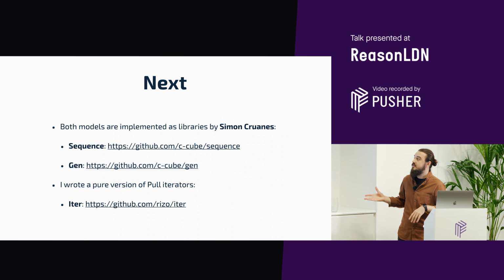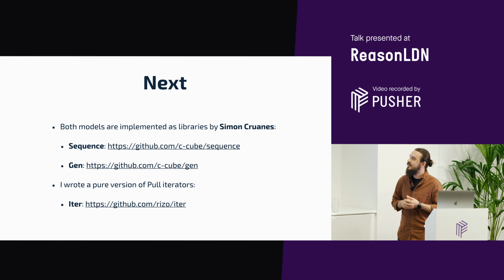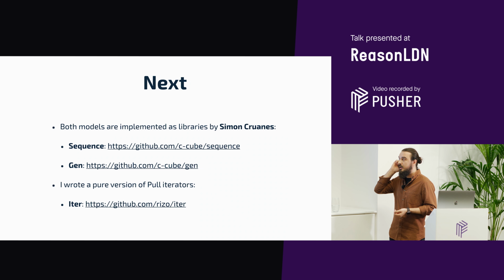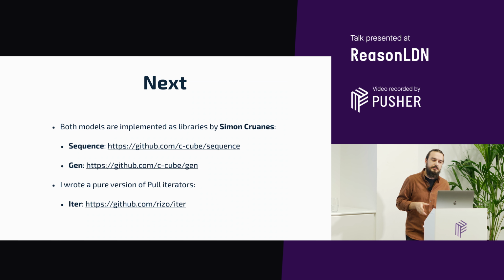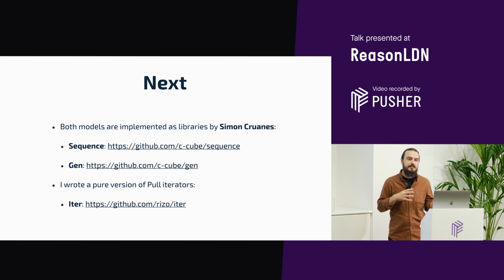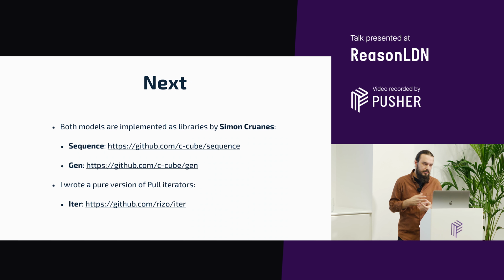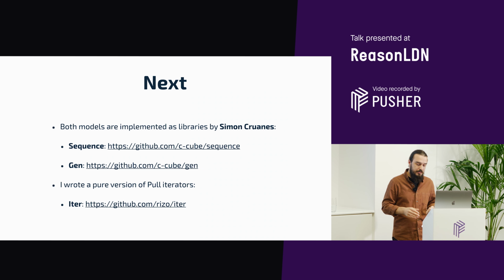If you want to use these iteration models, both of them are implemented in OCaml libraries. They're compatible with Reason. There's nothing special in them essentially. They're just the same code that I showed you today, so they can easily be compiled to JavaScript with Reason. I also wrote a very simple pull-based iteration library, which is entirely pure and doesn't rely on exceptions. It's essentially a mixed approach that I came up with based on both the push and pull-based iteration models.